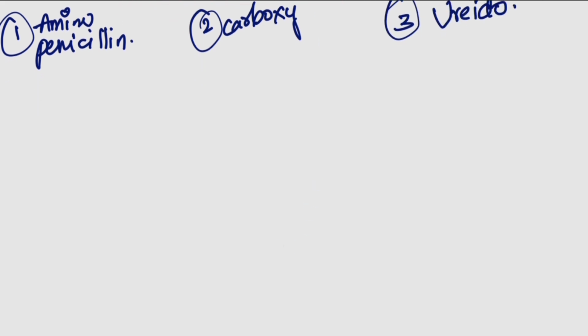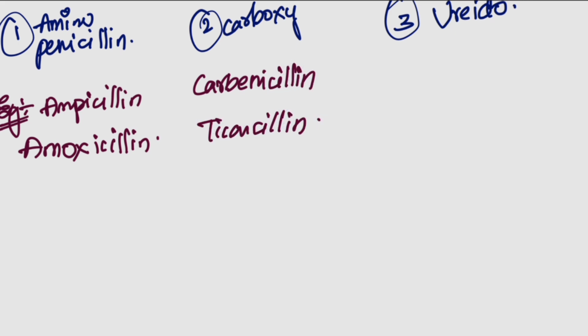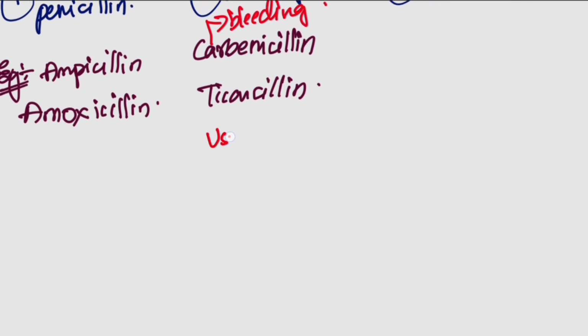Examples of the aminopenicillins are ampicillin and amoxicillin. Examples of the carboxypenicillins are carbenicillin and ticarcillin. What is the side effect of the carboxypenicillins? They will cause bleeding. We use these carboxypenicillins in Pseudomonas infection.